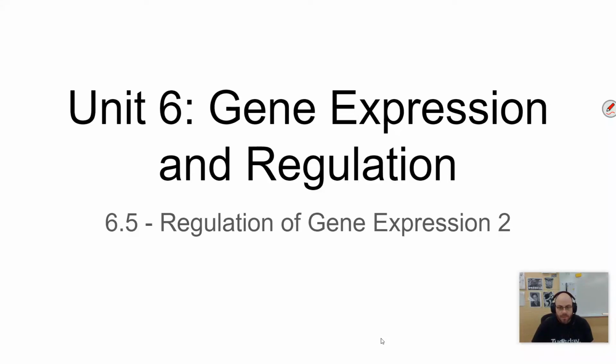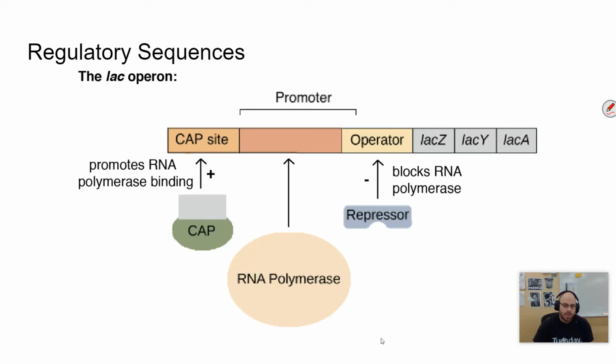All right, in this video, we're going to talk about regulation of gene expression again, but we're going to specifically focus on the operon, which is primarily a prokaryotic gene regulation mechanism. Apparently, they can be found in eukaryotes as well, but I've only ever known about the ones that happen in prokaryotic cells. And so we talked a little bit about regulatory sequences, and we said that regulatory sequences are essentially groups of genes that are regulated together.